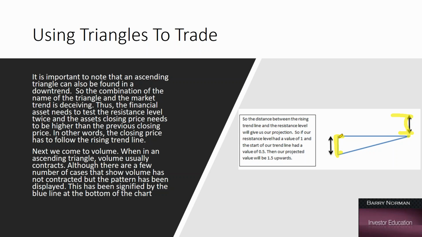So if you're looking at a price chart and say gold was down here at 1250, and gold up here was at 1255, that's a 5-point price spread. When you have your breakout, you should expect your breakout to give you a 5-point price movement going in that direction.